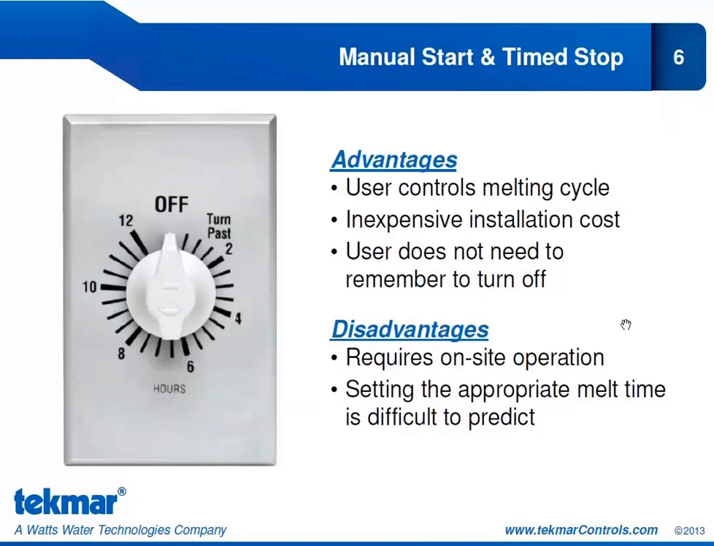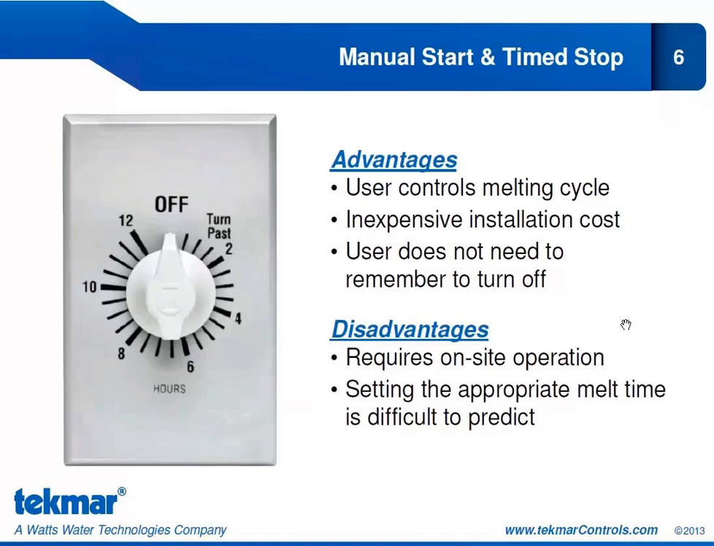The maximum typically you can set it to is 12 hours. So you do not have to remember that the snowmelt system is on. It will automatically turn off after the time has expired. The disadvantage is the same in that you still have to be on site. So you have to manually start that system. It doesn't help you if you're sleeping, if you're at work, if you're on holidays.